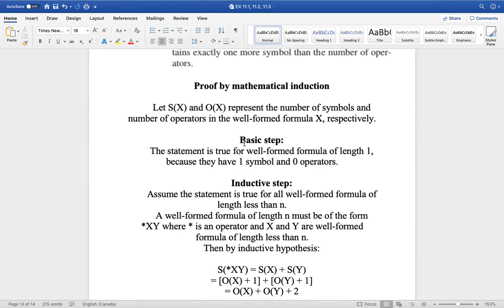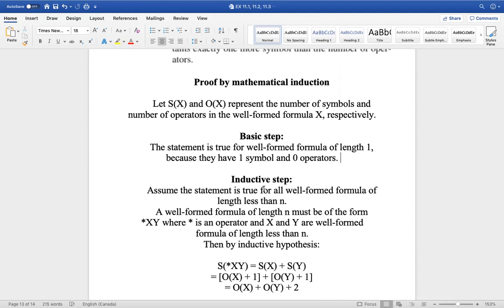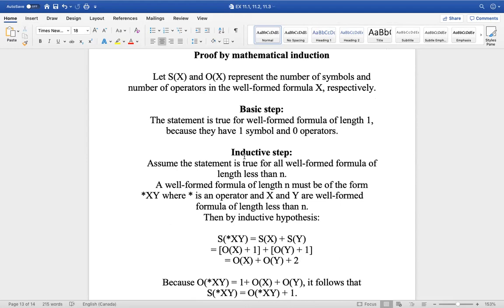For that formula, it will be just as simple as S of x, where x is any symbol, right? So this is the simplest well-formed formula of length 1. This is the basic step, and this statement holds because it doesn't have an operator, it has one symbol, which is one more than the number of operators. The next step will be the inductive hypothesis. In the inductive step, we assumed that it is true for length n, and then we have to prove that it is also true for n plus 1.